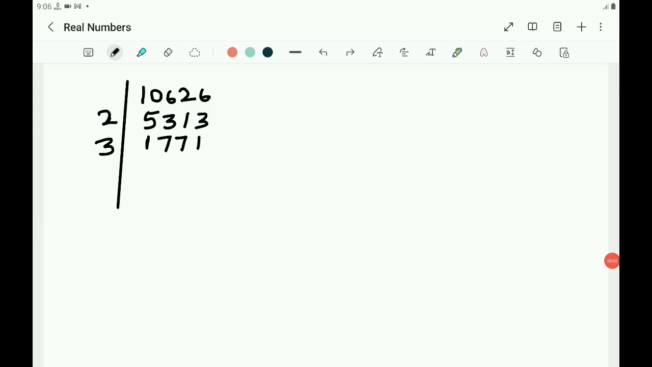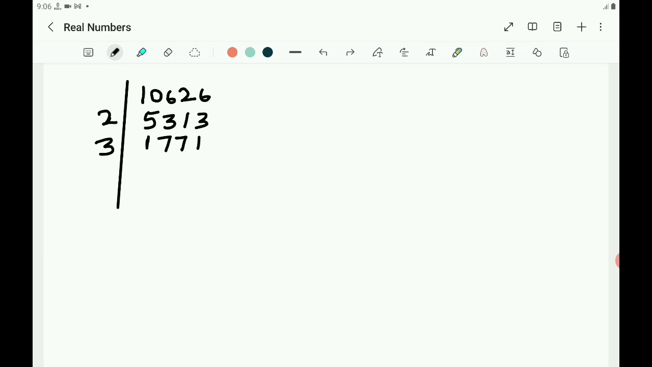Now check whether it is divisible by 3 or not. Find the sum of the digits: 1 plus 7 plus 7 plus 1. Here 1 plus 7 is 8, 8 plus 7 is 15, 15 plus 1 is 16. 16 is not divisible by 3, therefore this number is not divisible by 3. And check by 5. The unit digit is 1, so you can say that it is not divisible by 5, as the unit digit is not 0 or 5.